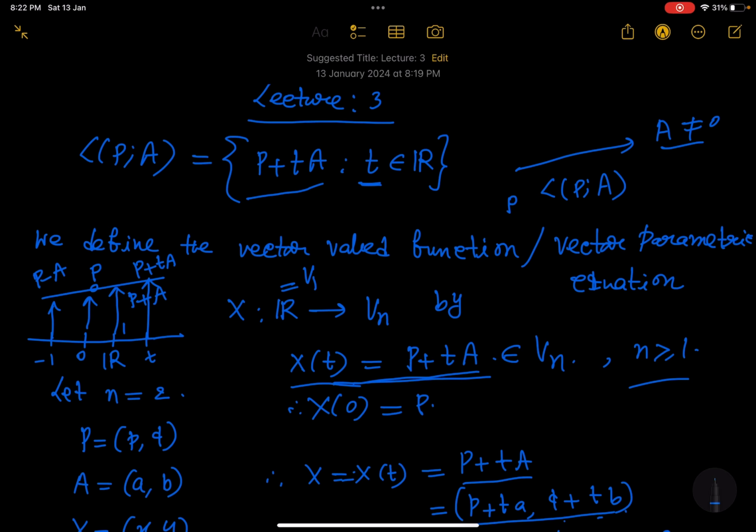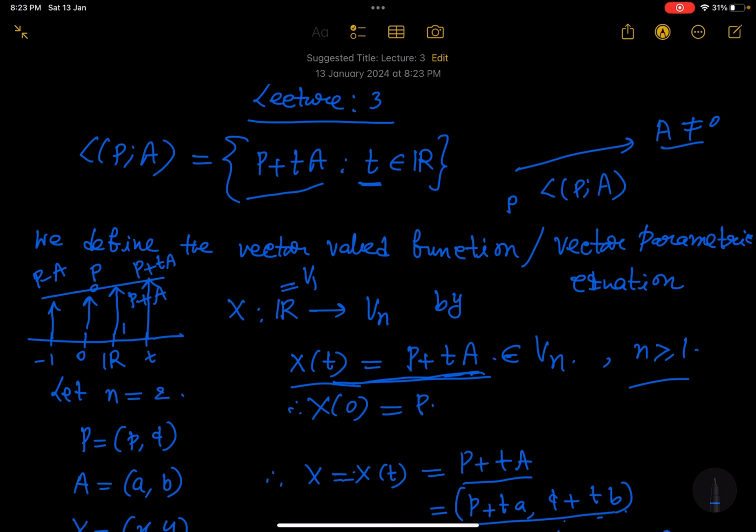Basically here t is the parameter, the variable, right? t is the only variable because P and A are fixed. So if we use this t, we can define a function in the form of x of t. So x is a function from R to Vn such that x of t equals P plus tA. This P plus tA is also a point in Vn, because this is nothing but the sum of two vectors, right? So it goes from R or V1 to Vn.